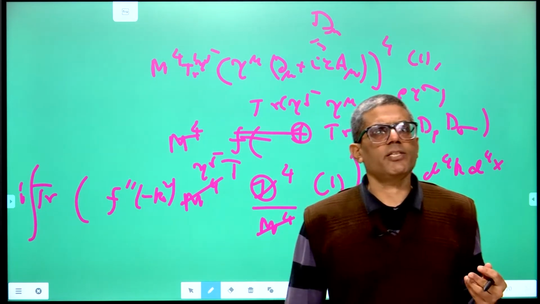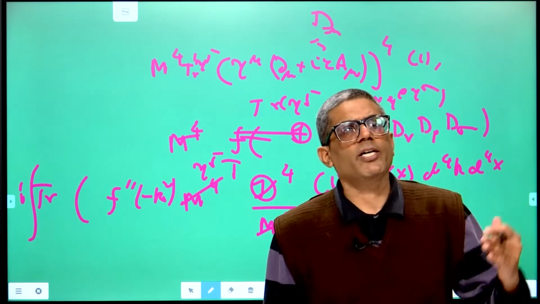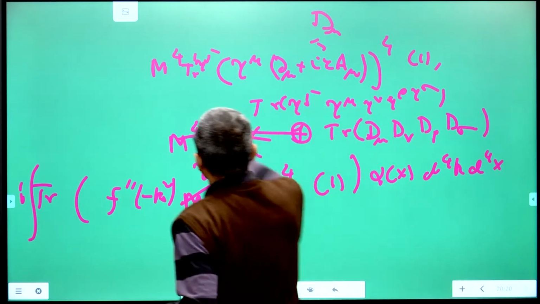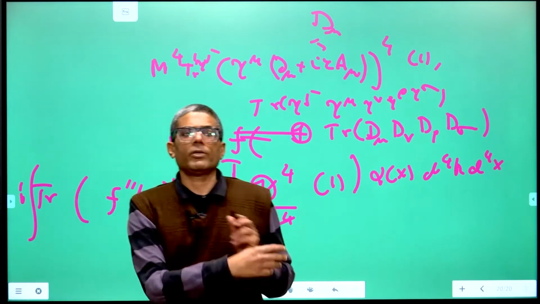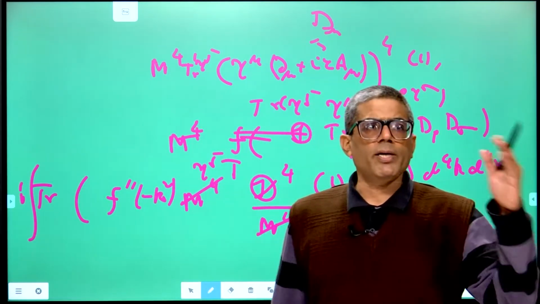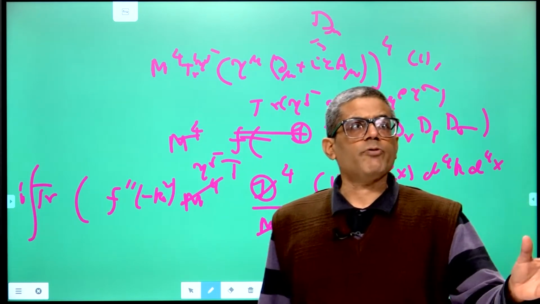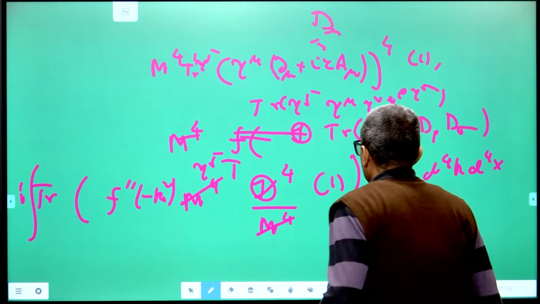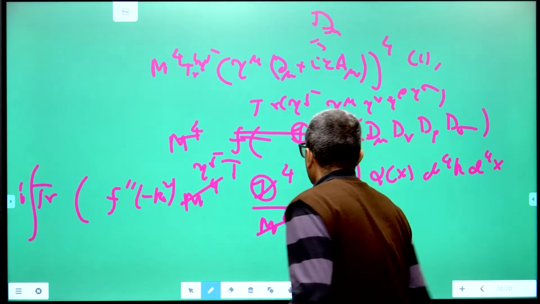So trace of this into trace of this. You do not go higher than second order derivatives in f because they will contribute 1 by m power 5, 1 by m power 6, 1 by m power 7, and after multiplying by m power 4 they will go down to 0 as m goes to infinity, because m power 4 into 1 by m power 5 is 1 upon m, m power 4 into 1 by m power 6 is 1 upon m square, and all these terms will go to 0 as m goes to infinity. So you are left with just this much.